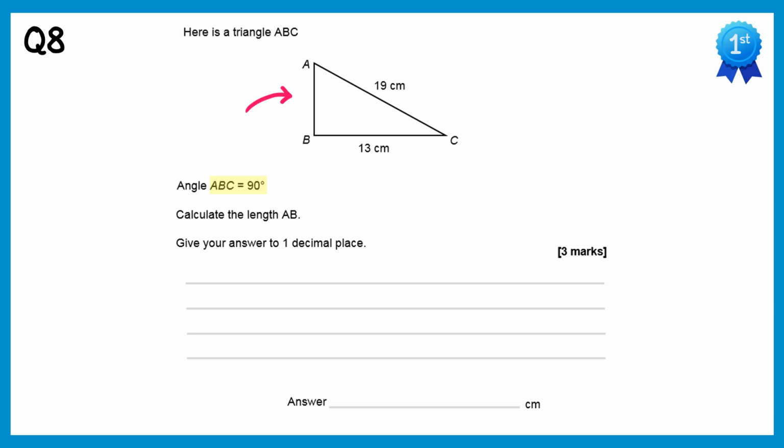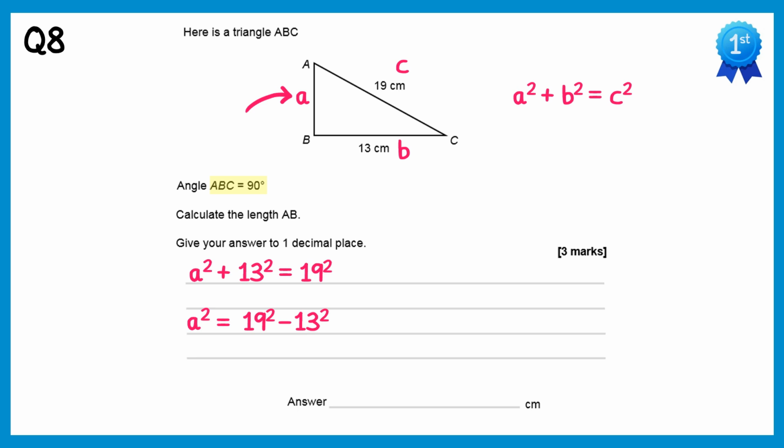So if we label the sides, the one we're trying to find is A, the 13 would be B, and the 19 would be the hypotenuse C. We can then use the formula a squared plus b squared equals c squared. So if we substitute in values first, we get a squared plus 13 squared is 19 squared. If we rearrange, we get a squared equals 19 squared, take away 13 squared.